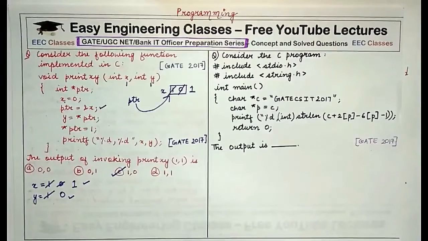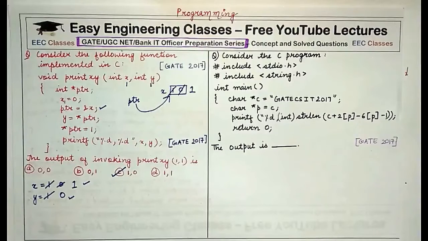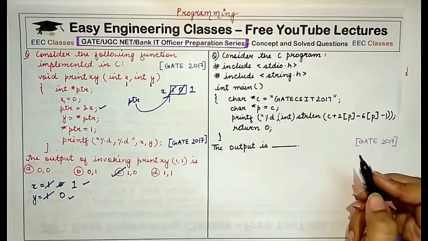So it was a very easy question. You just need to know what a pointer is, how it references and dereferences a value, or how we use a pointer to assign it the address of a variable and retrieve the value that is stored in that variable to which the pointer is pointing. Now let's come to the second question.